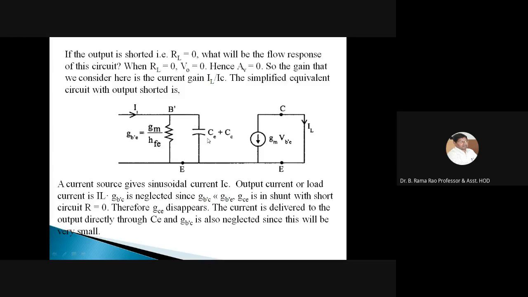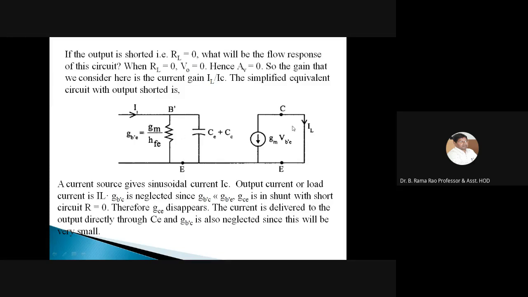So there is the capacitance. We know the values of two capacitances, CE and CC. The first one is CE and the second one is CC. This is the base terminal, this is the emitter terminal, this is the collector terminal, and this is the base junction B'.